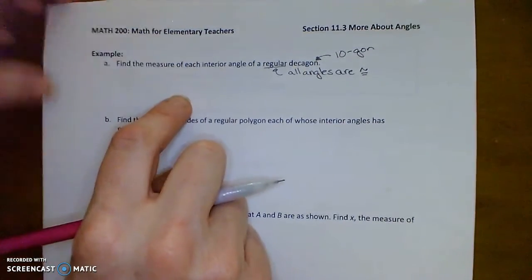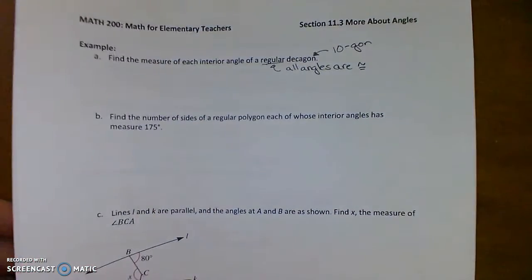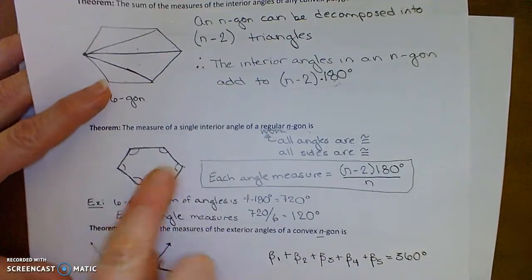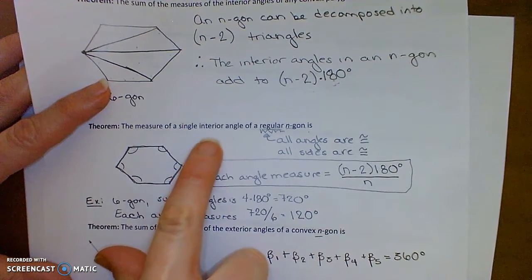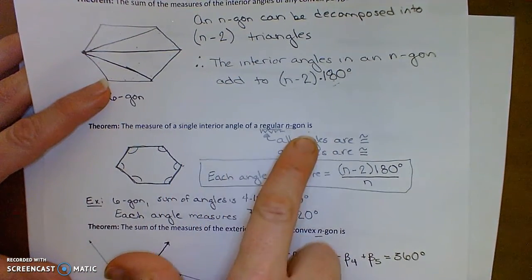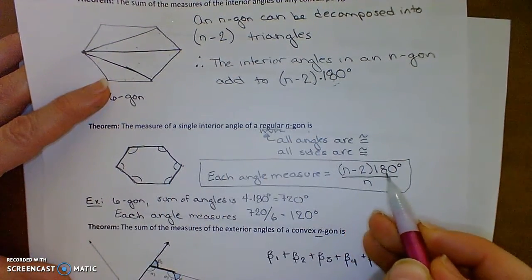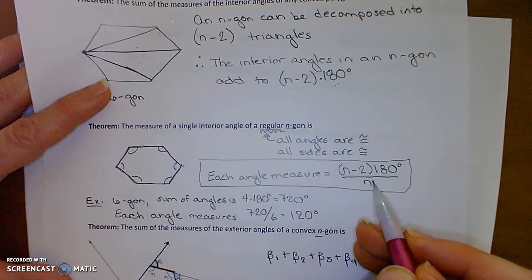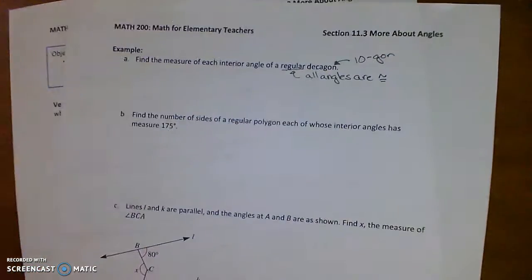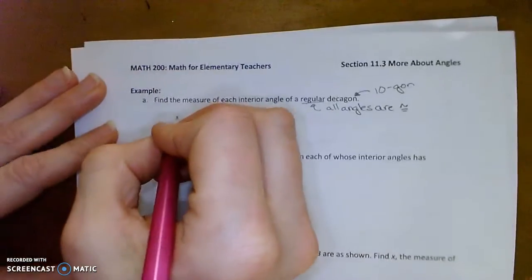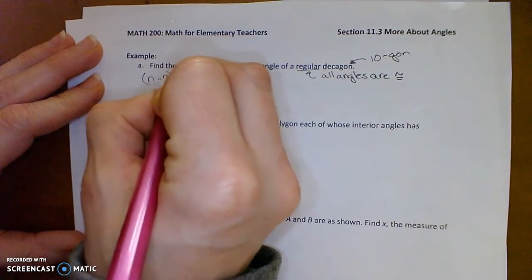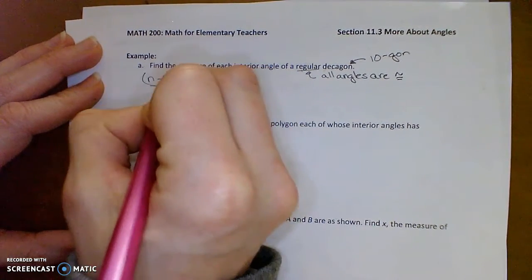Okay, so for this one, we will be using that formula that we figured out on the previous page, finding the measure of each interior angle for a regular n-gon. You do n minus 2 times 180 to find the sum of all the angle measures, and then divide by n to see how much each angle measure is. So we'll use this formula. Again, it's n minus 2 times 180, divide by n.